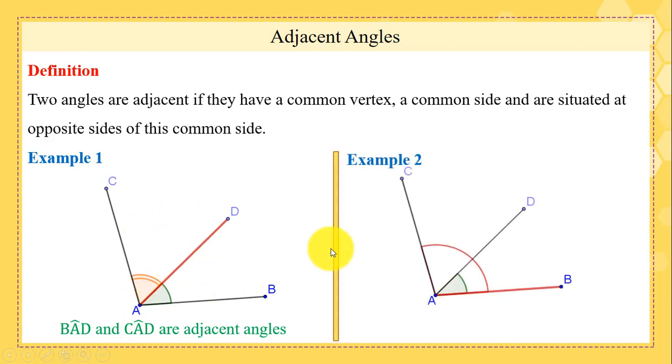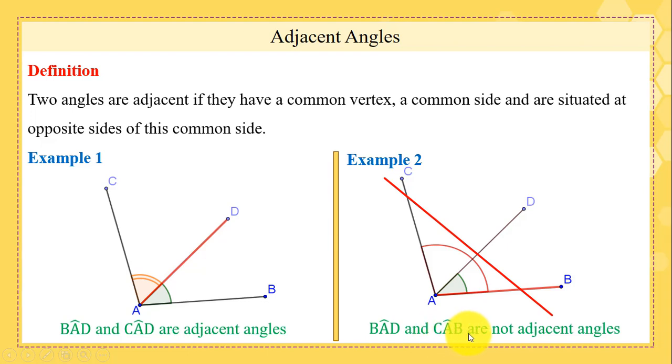Example number 2, we have the two angles CAB and DAB. They have a common vertex A, they have a common side, the semiline AB, but the common side is not between the two angles, so BAD and CAB are not adjacent angles. The third condition is not satisfied.